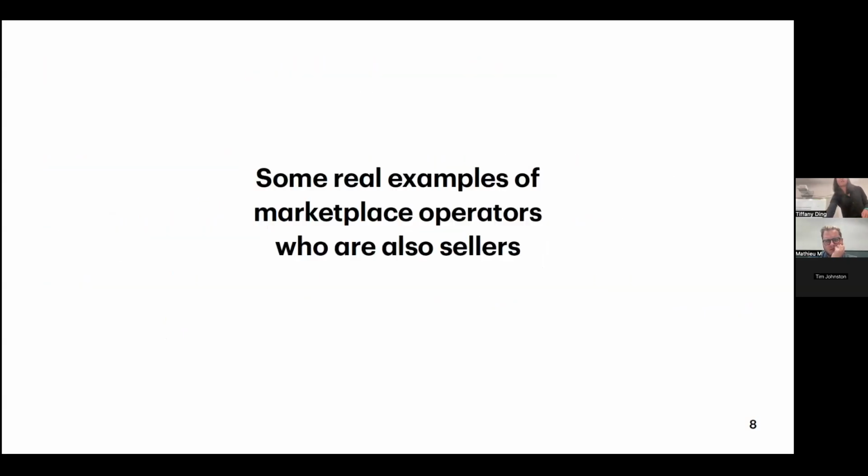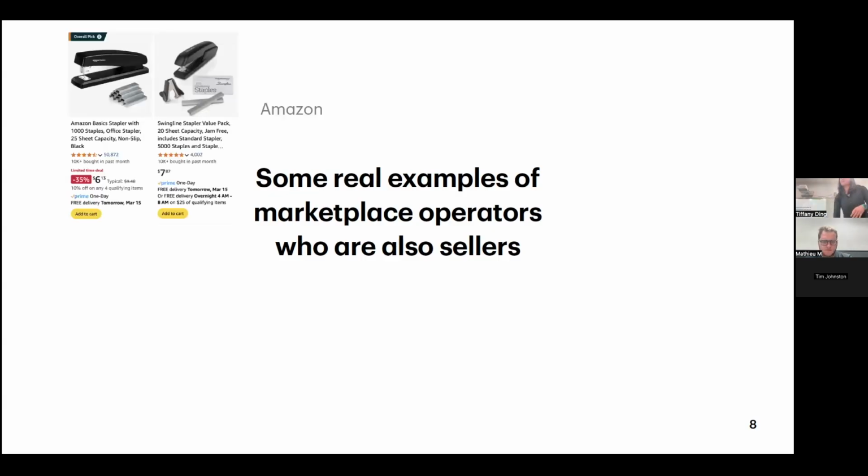Okay, so here I'll talk about some real examples of marketplace operators who are also sellers, just to convince you that this is a structure that does exist. So first example is Amazon. So here are some staplers that you can find on Amazon.com. The left one is an Amazon Basics stapler that's sold by Amazon, and then the one on the right is sold by some other company.